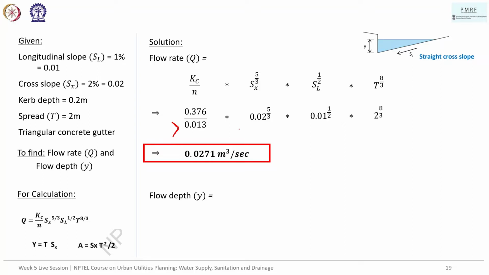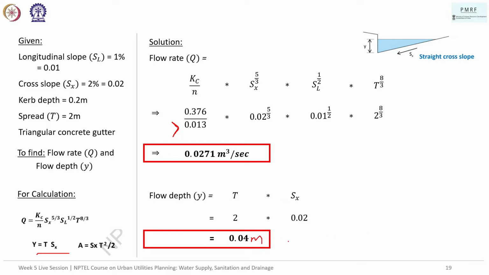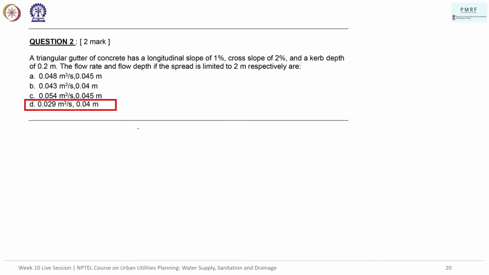We also have to calculate the flow depth. Flow depth is again straightforward, right? It's T into Sx. So T is 2 and Sx is 0.02, so the value is 0.04 meters. So these are the answers. But if you notice, the flow depth of 0.04 meters is less than the curb depth, 0.2 meters, which means the design is sufficient. That's what they're trying to say. So that's the answer.